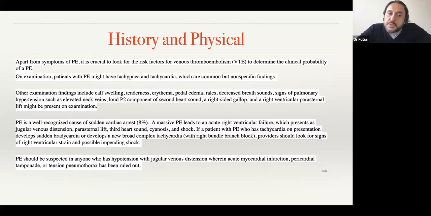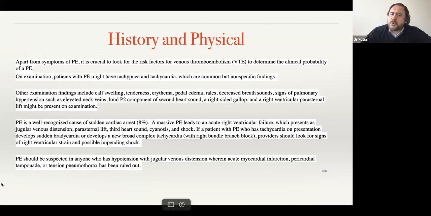We know that pulmonary embolism is a well-recognized cause of sudden cardiac arrest. So you may hear that a patient had sudden death at home or sudden death in the hospital. And a lot of these are from a massive pulmonary embolism.